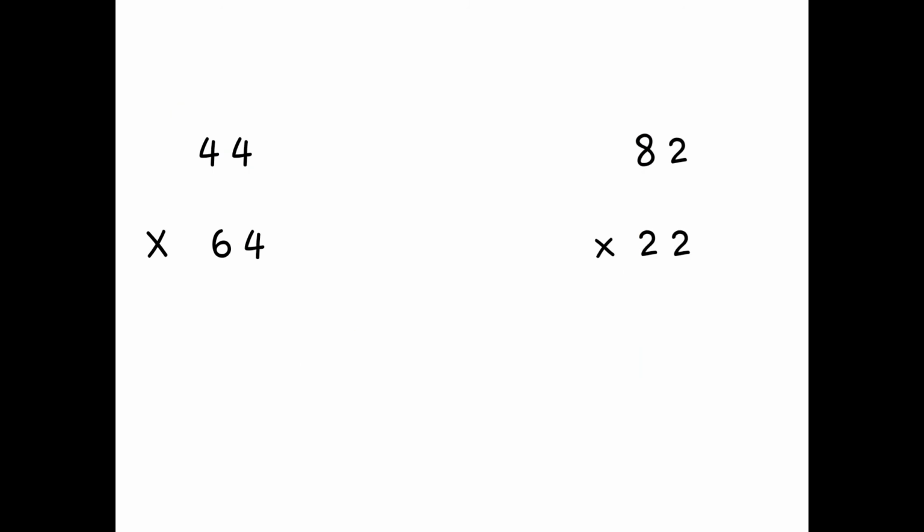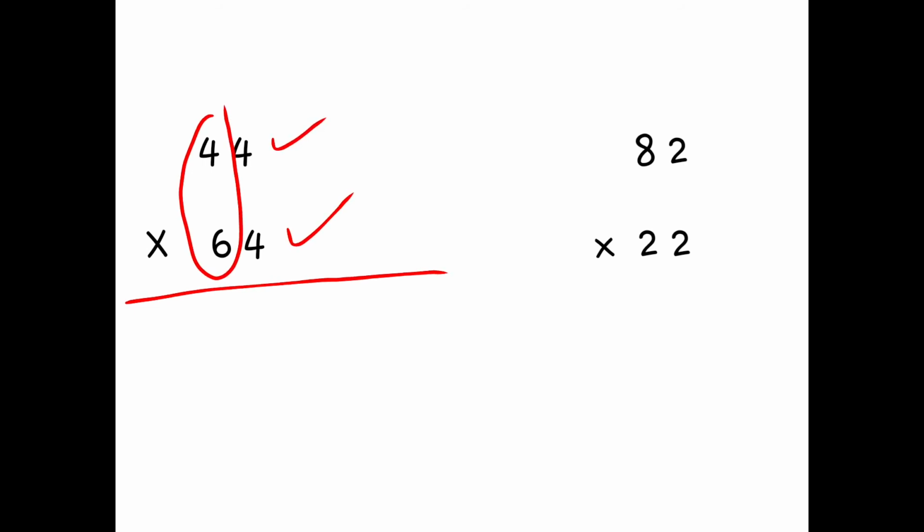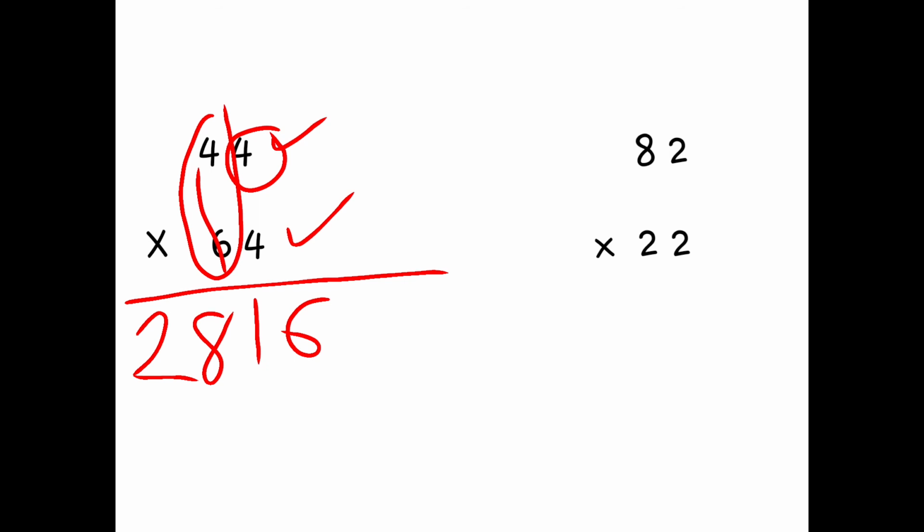The next part is 44 multiply 64. Here the ones place digits 4 and 4 are the same and the sum of the tens place digits is 10. So 4 fours are 16, and now 4 sixes are 24. 24 plus 4 is 28. The answer will be 2816.